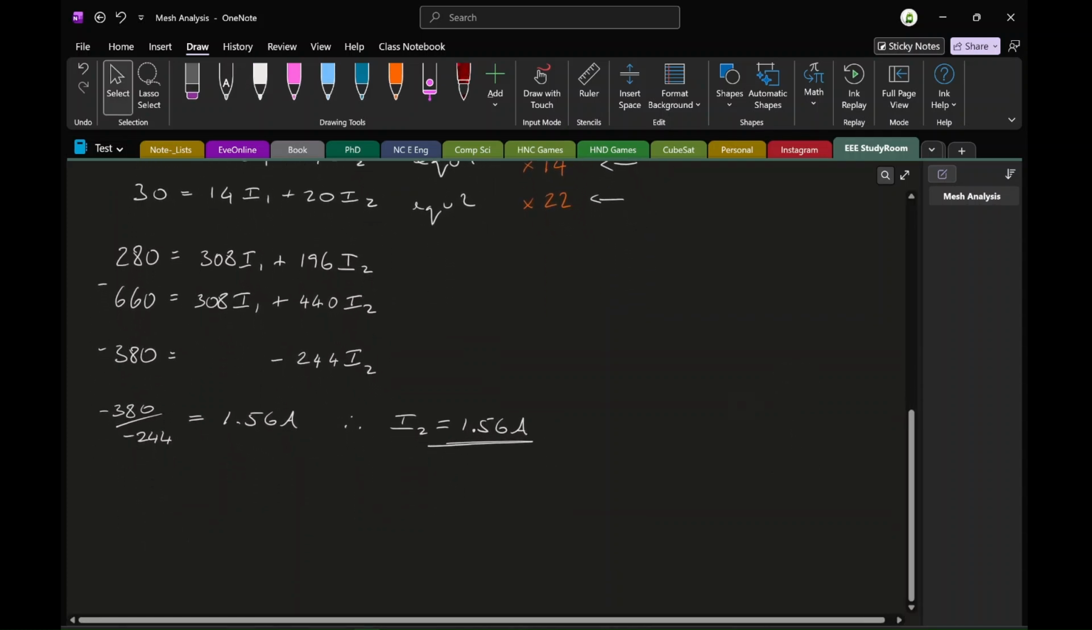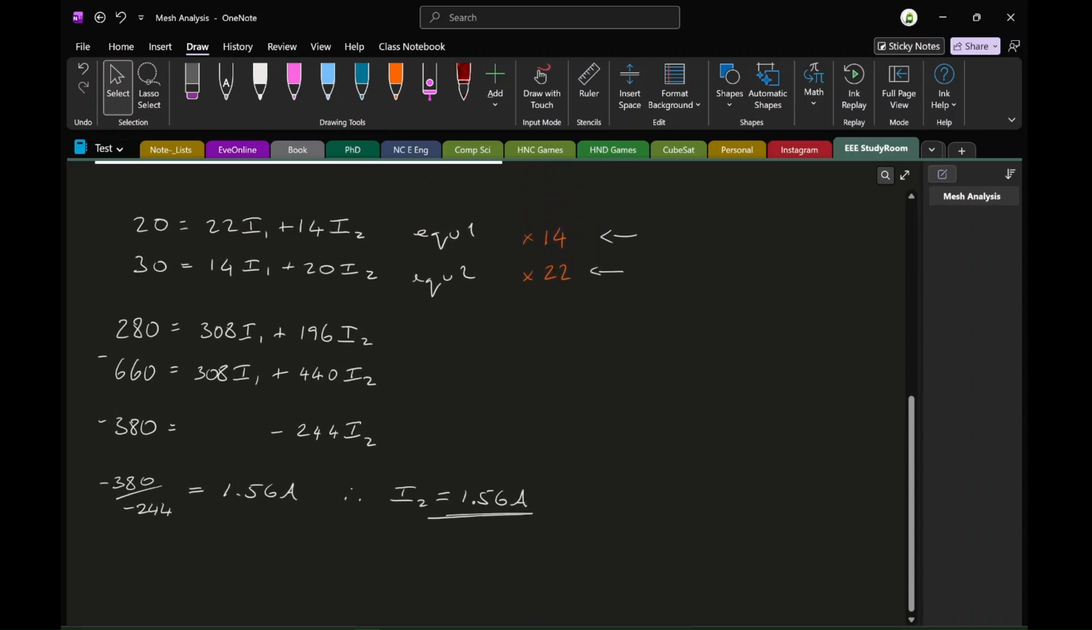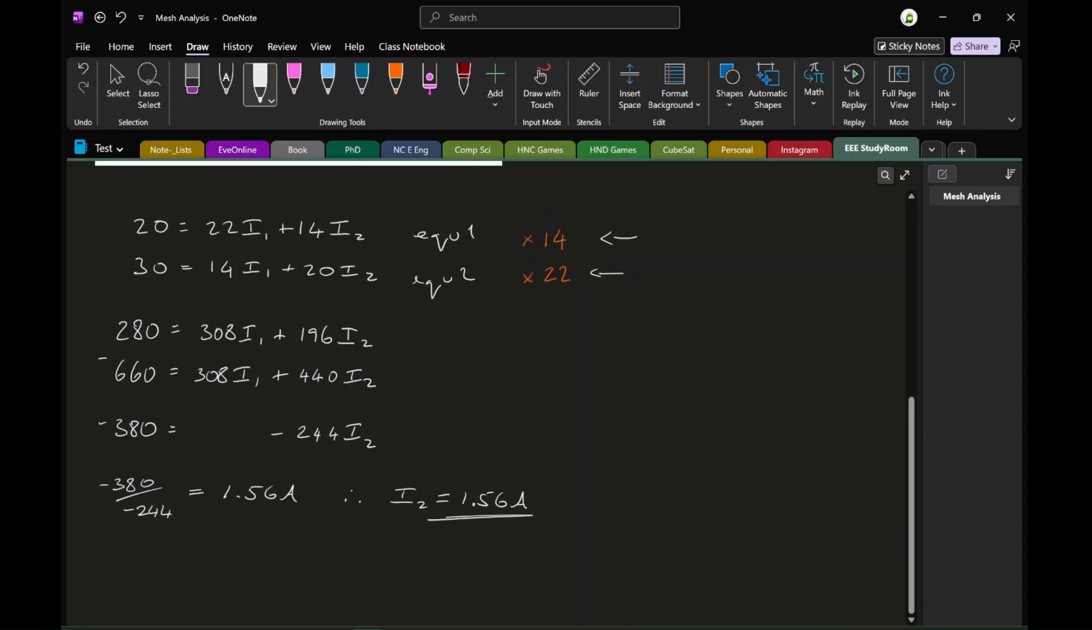Now that we've figured out one of our currents, I2, we still need to figure out I1. It's entirely up to you how you do this, but we can substitute I2 anywhere we see the term I2, so I2 equal to 1.56. That brings any one of our equations down to, again, only one variable term. So let's go ahead and write that out. Just as a force of habit, I tend to pick the easier equation. In this case, they're both quite easy because they're all round numbers and there's no negatives or anything.